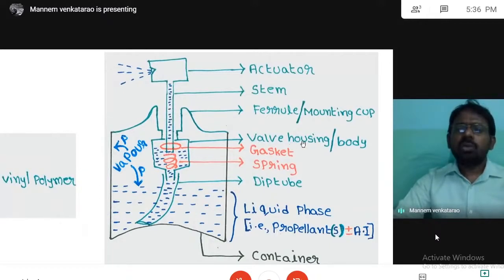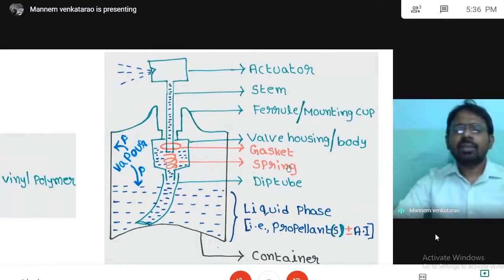So it is a house or body for the stem valve. Because in this chamber the stem is enclosed. Next, inside the chamber two components are there, but these two components are not called a valve. The valve is nothing but the valve housing or valve body. But inside this chamber, two components are present.